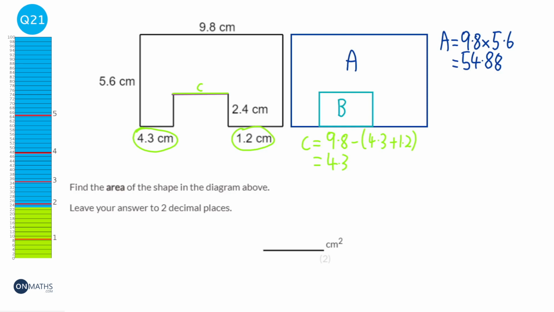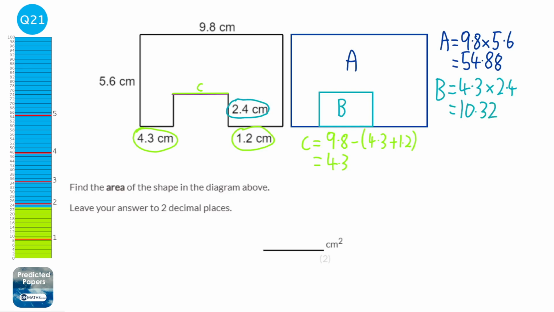So we know that that's 4.3, so now we can work out the area of rectangle B. All we're going to do for that is the 4.3 we've just found times the 2.4, because it's obviously a length of 2.4. When I do that I get 10.32.